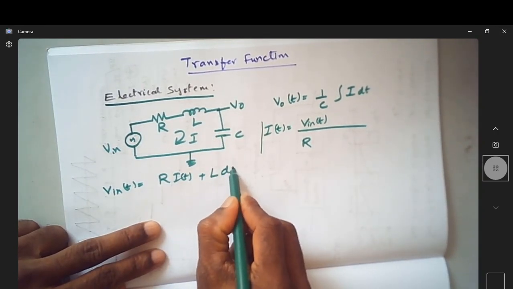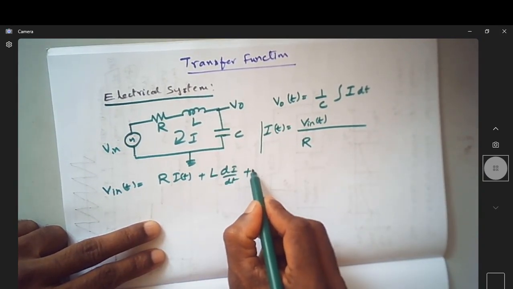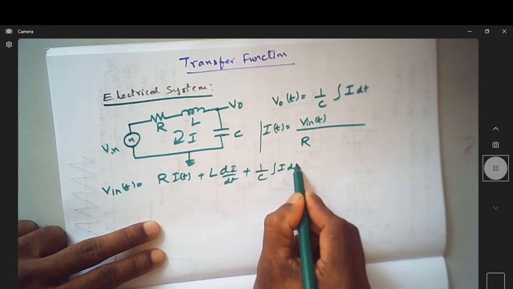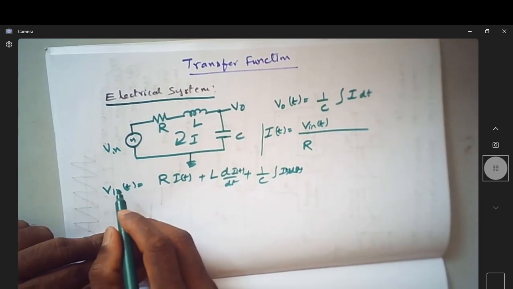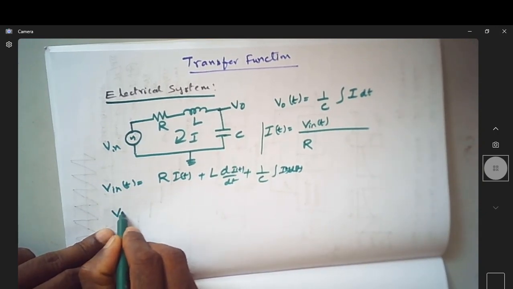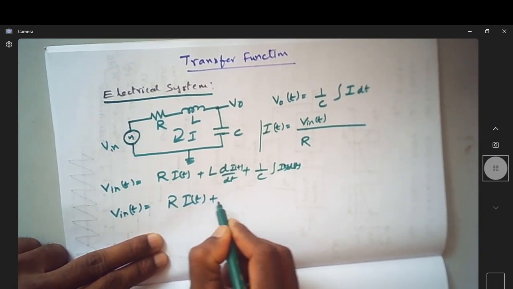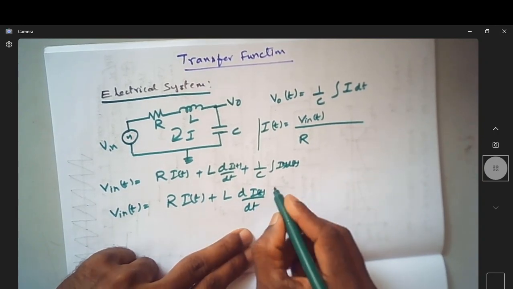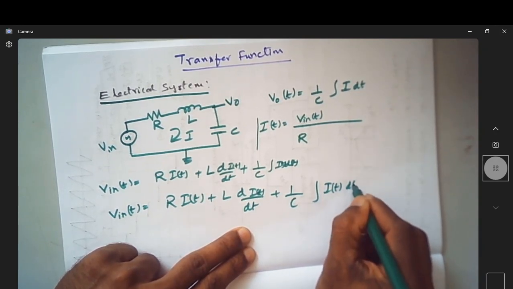L into di by dt plus, I'll come to this later. And what is the voltage across the capacitor? It is 1 over C integral of I of t into dt. So now if I take the Laplace of this, let me rewrite: V in of t is nothing but R I of t plus L into di by dt plus 1 over C integral of I of t into dt.